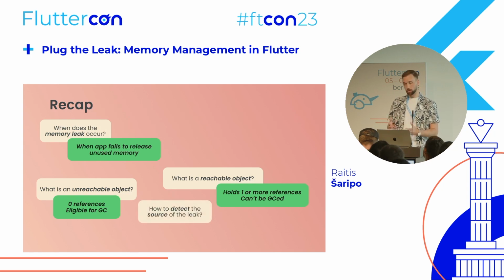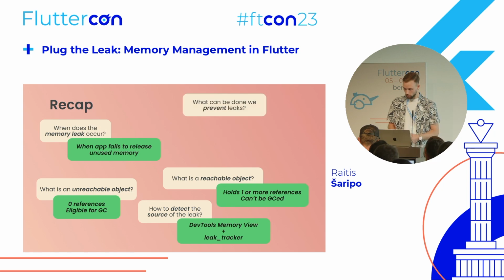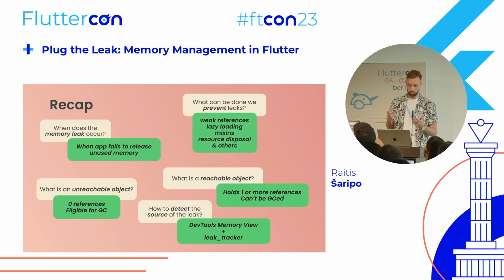We can detect the source of the leak by using tools provided by the Flutter and Dart teams, specifically Memory View in combination with the Leak Tracker package. And what can we do to prevent memory leaks potentially? We could use memory optimization techniques like using weak references, disposing of resources within the dispose method of stateful widget, setting up lint rules, and using const constructors whenever and wherever we can, and of course others.